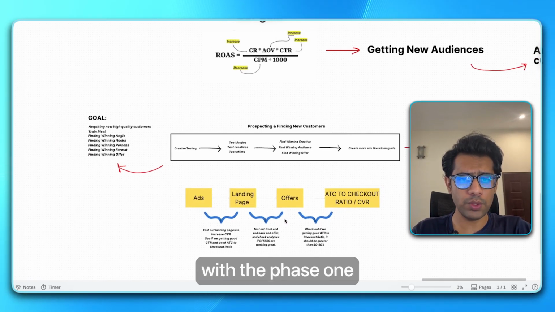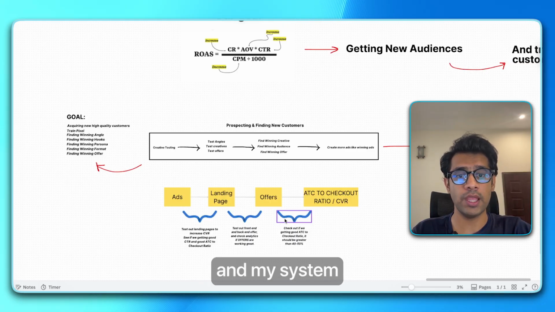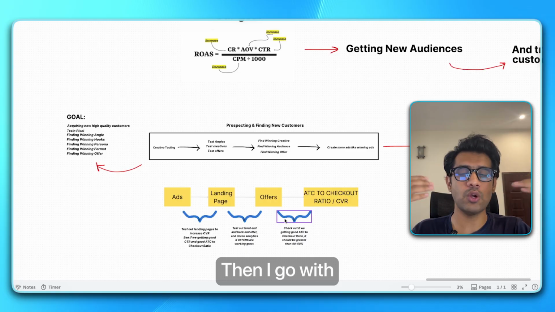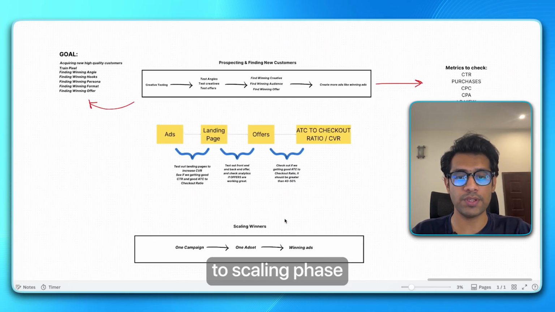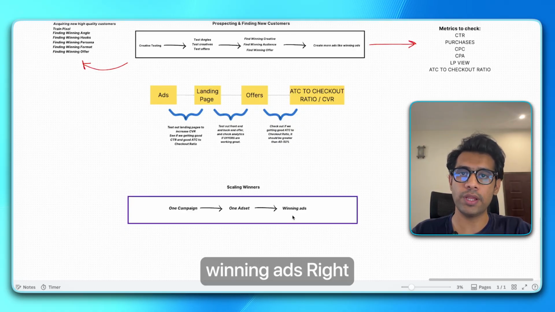So once I'm done with phase one, and I have tested out every single thing, my system is ready to scale and I've fixed every single bottleneck, then I go with the scaling phase. And going into the scaling phase is really simple: I go with one campaign, one ad set, and all the winning ads, right?